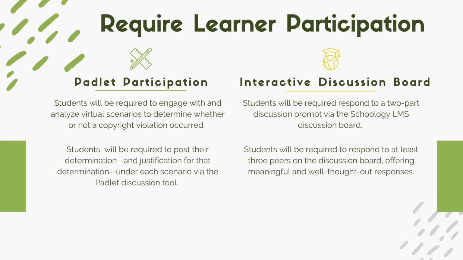The Assure model also requires that students actively participate in the learning activity by using the resources embedded with the lesson. And so the copyright lesson requires student participation in 2 main ways. First, the Padlet participation. Students will participate in the Padlet activity by posting responses to 5 virtual scenarios. And then they have to justify. They can't just say, yes, it was appropriate. No, it wasn't appropriate.